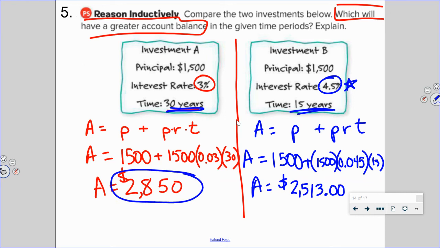So despite the fact this has a higher interest rate, that should show you the power of time in building up your money. And folks, this is just simple interest. Wait till you learn later on how to find compound interest and what that can do for you.